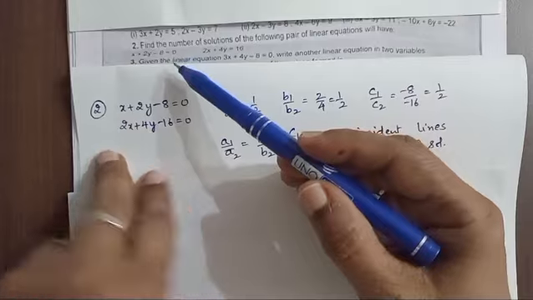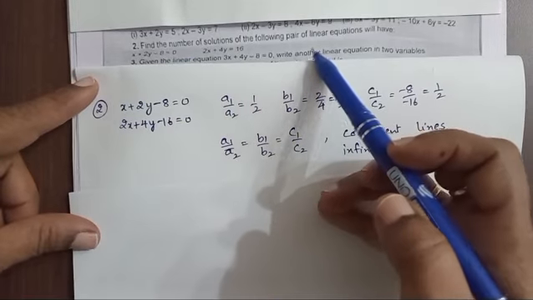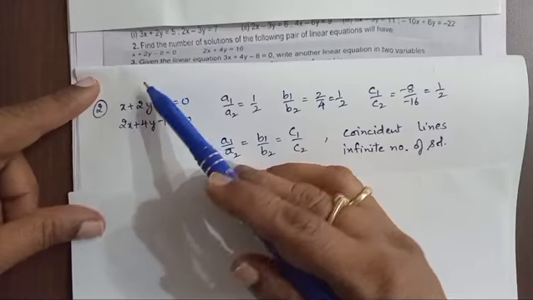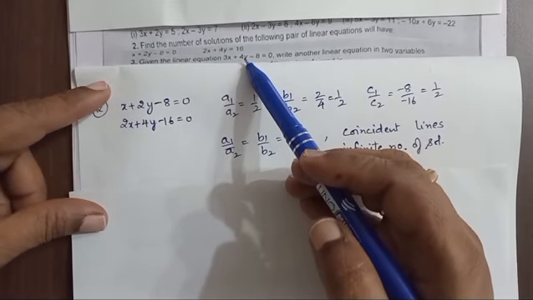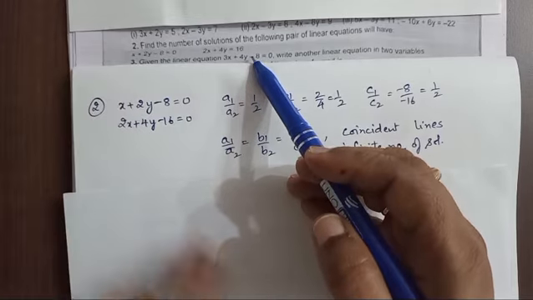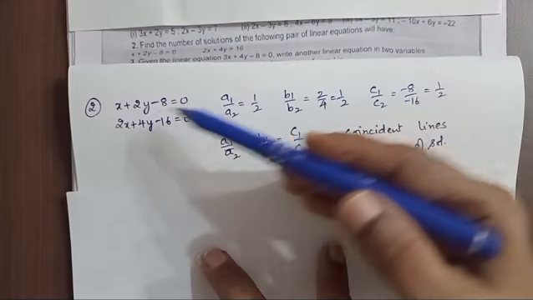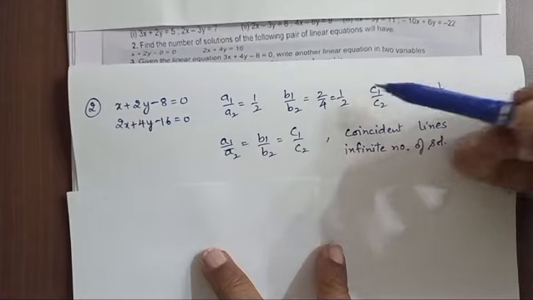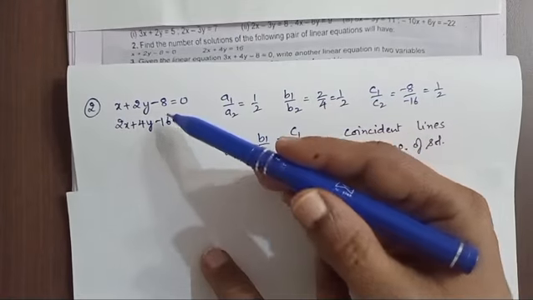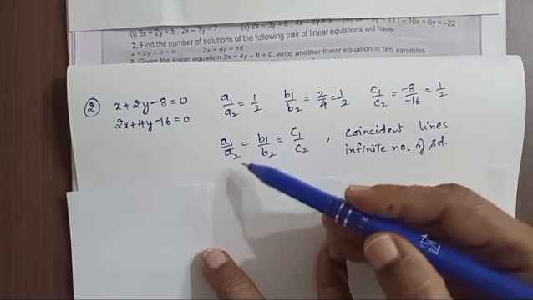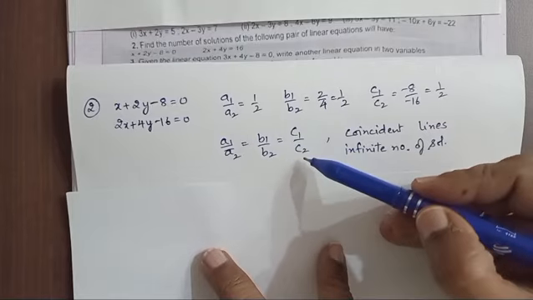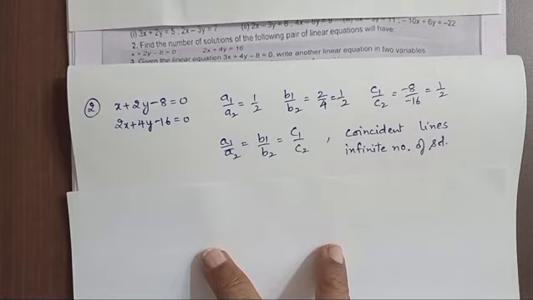Coming to the second question. Find the number of solutions for the following pair of linear equations: x + 2y - 8 = 0, 2x + 4y - 16 = 0. Here the ratios a1/a2 = 1/2, b1/b2 = 2/4, which is again 1/2, c1/c2 = -8/-16, which is 1/2. Since a1/a2 = b1/b2 = c1/c2, they are coincident lines, hence they have an infinite number of solutions.